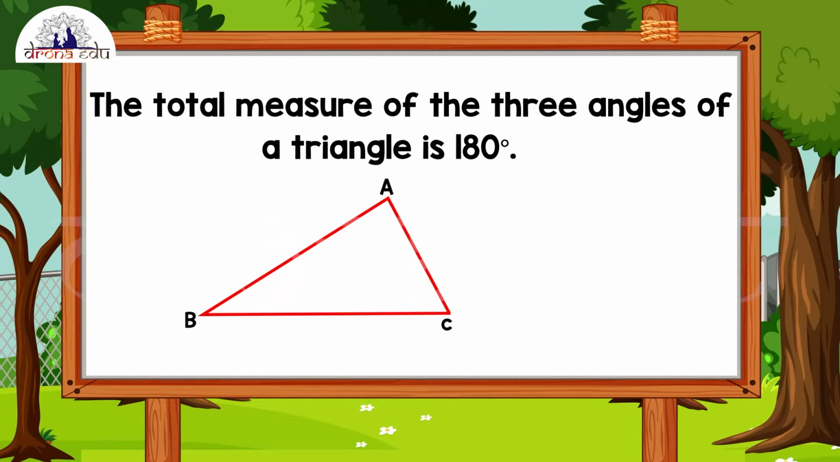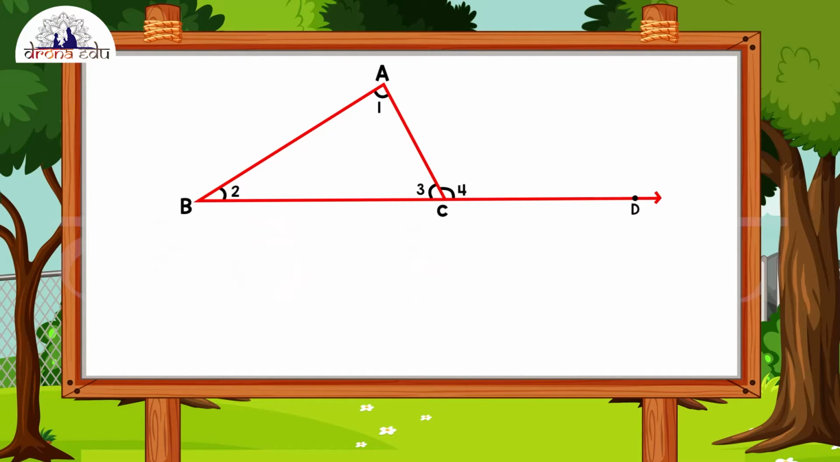So if I take a triangle ABC, here angle 1, angle 2, angle 3 are the angles of this triangle ABC, whereas angle 4 is an exterior angle when BC is extended to D. Now some justification we can give. We already know from the exterior angle property, the sum of the two opposite interior angles will be equal to the exterior angle.